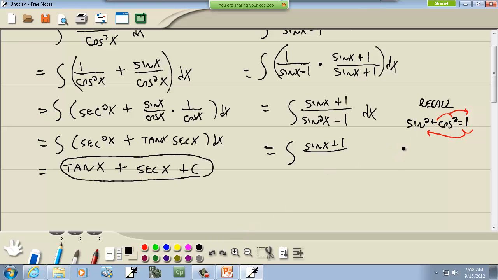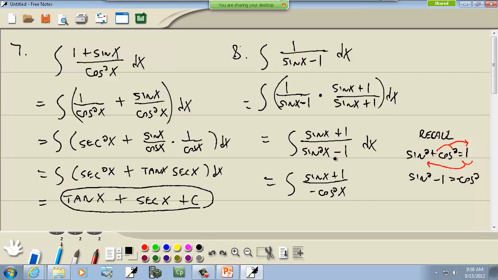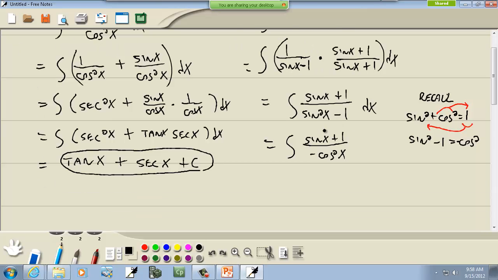I guess this is slightly different than the other one. So when I take the 1 over, it becomes a negative 1. Take cosine squared over, and it becomes a negative. So this sine squared minus 1 right here, we could replace with negative cosine squared x. So what made me think these were the same to begin with? Oh, 1 plus sine x minus 1. Okay.